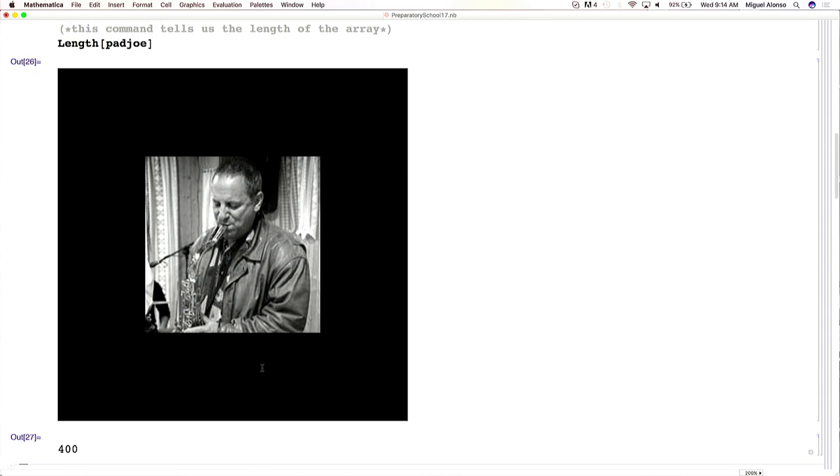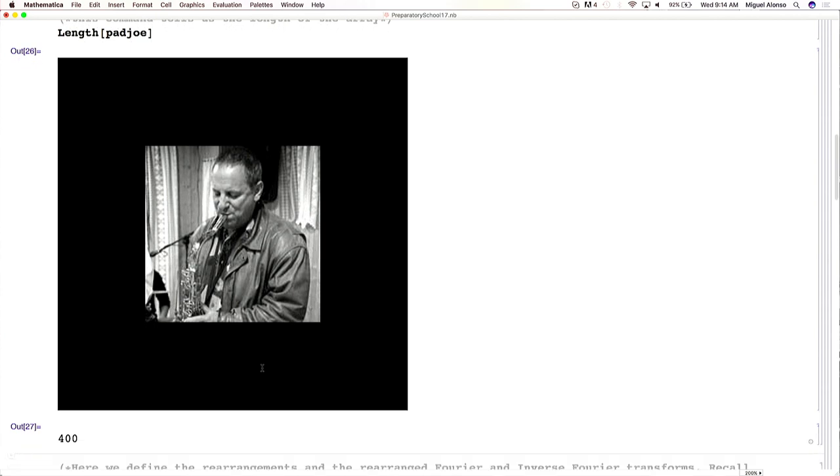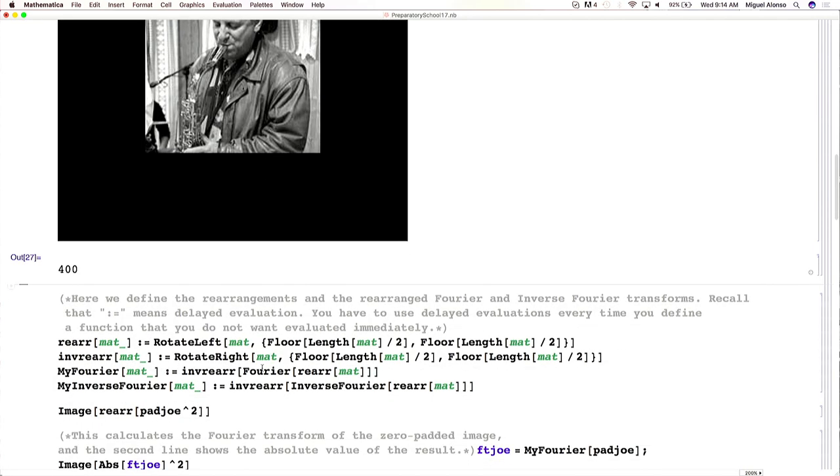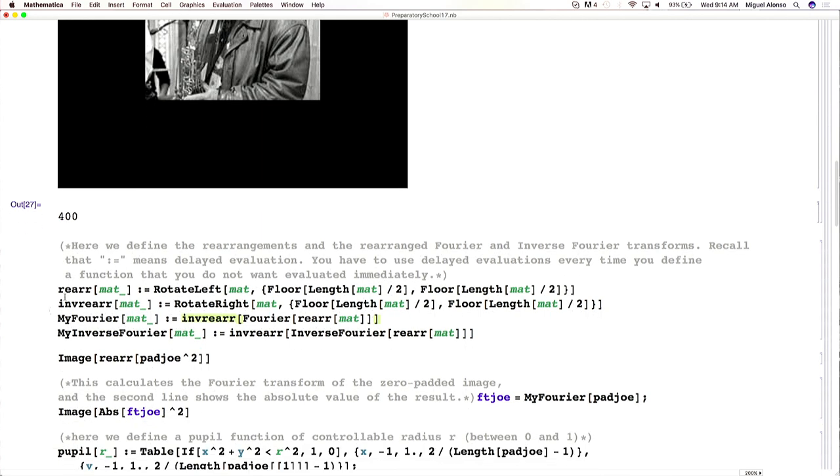So I'm going to use poor Joe as my experiment, just to illustrate how I use the Fourier transforms. Here is Joe. I just cut a square around him, and I'm doing the zero padding that I was saying, so I put a lot of zeros around him. And here I define the Fourier transform. I define these commands, rearrange and inverse rearrange, that put things in the right order for me to do the numerical Fourier transform. And because Fourier in Mathematica doesn't do that, I define my own version of Fourier, as doing this rearrangement, doing the Fourier transform, and then fixing it again.